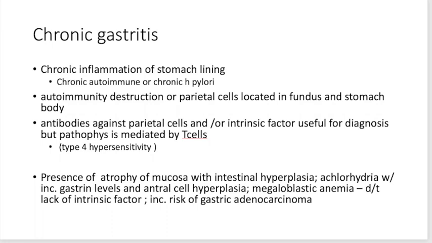So what happens is there's atrophy of those mucosal cells with intestinal hyperplasia, achlorhydria with increased gastrin levels, and antral cell hyperplasia. You can get a megaloblastic anemia due to lack of intrinsic factor, and there is an increased risk of gastric adenocarcinoma related to chronic gastritis.